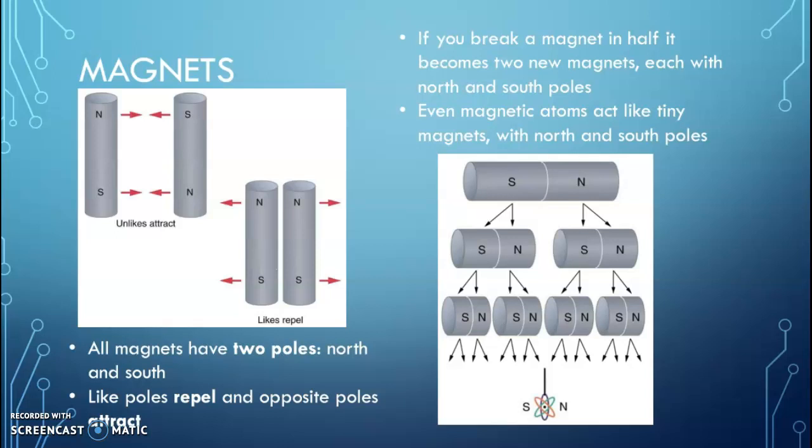But first, to start out, I just want to talk about magnets in general. Like most people know, all magnets have two poles, a north and a south pole. So you can see the north pole and then the south pole. And these poles, if they're the same, will repel, like is shown here. So if you have a north lining up with a north, those are going to push apart.